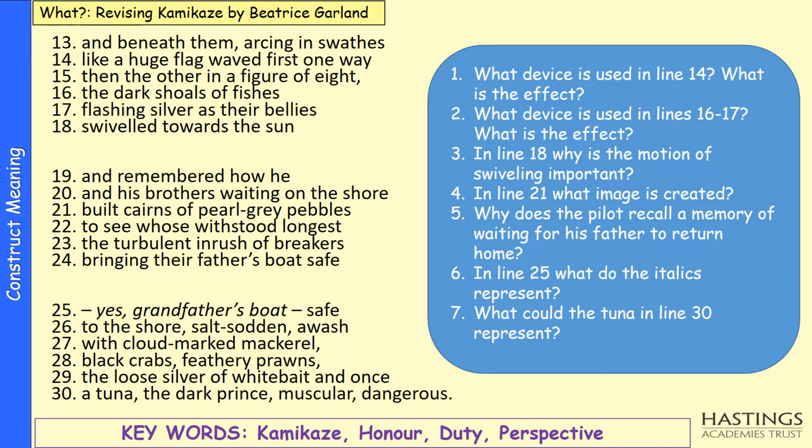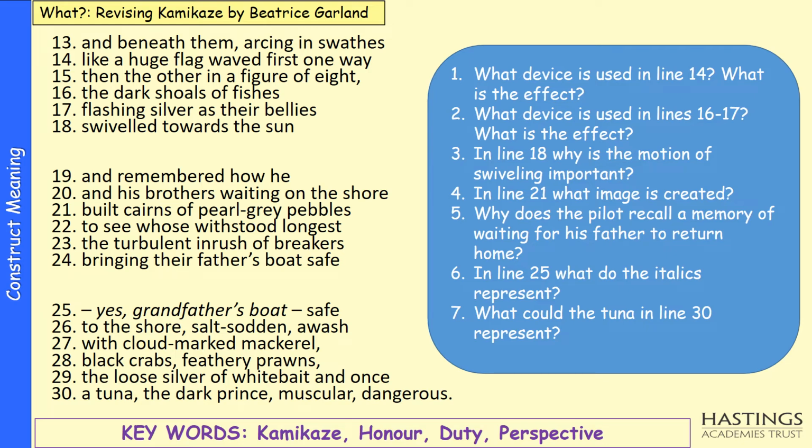Number 5, why does the pilot recall a memory of waiting for his father to return home? So he remembers his father returning home from the sea. It says on line 24 there, bringing his father's boat safe. Okay, he's probably connecting this with what he's going through. He's out at sea at the moment, flying over the sea. It might be reflecting that perhaps he wants to be brought back safely home for his own children. Okay.